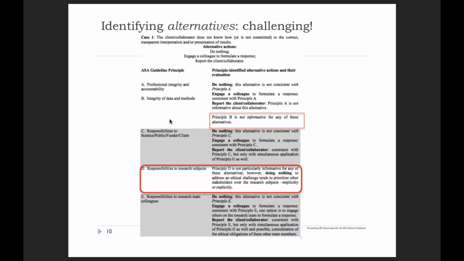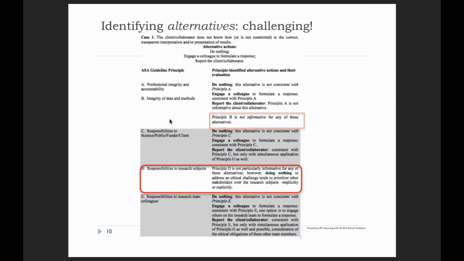Well, the first and very frequent option when faced with an ethical challenge is to do nothing. You don't know what to do. You're not really sure about what the ethical decision is or even what the ethical challenge is. So you just do nothing, wait or see what happens. That is an actual alternative action, a decision that you can take. Or you can engage a colleague to either help you identify what the ethical challenge is or to formulate a response. Or you can report that person. This person's trying to coerce me into cherry picking.